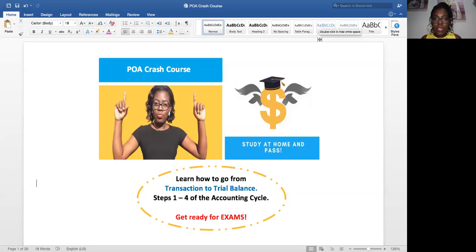So today we're going to have some fun doing this, and I want to show you guys how to go from transaction to trial balance. All right, so we're going to be covering quickly steps 1 to 4 of the accounting cycle.